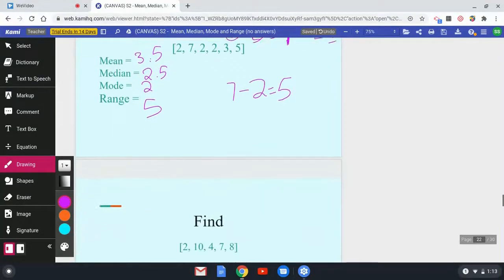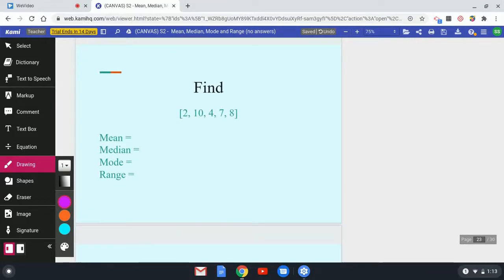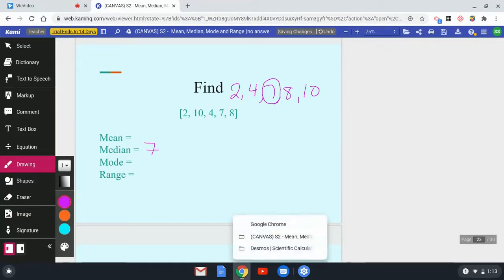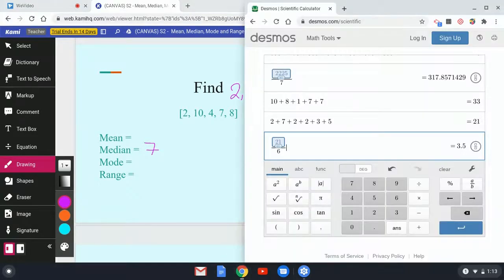Let's try another one. Put them in number order. 2, 4, 7, 8, 10. Hey diddle diddle, the median's the middle. 7. You add and divide for the mean. So let's add and divide.